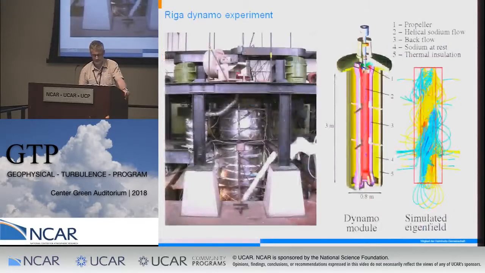Okay, so a little bit of history. You might have seen this several times. The Riga dynamo experiment. Here it is based on the Ponomarenko dynamo concept, but then it was made more sophisticated by Agris Gailitis. Here you see the machine, 3 concentric tubes, and here is the computed magnetic eigenfield, which is expected to come out here.